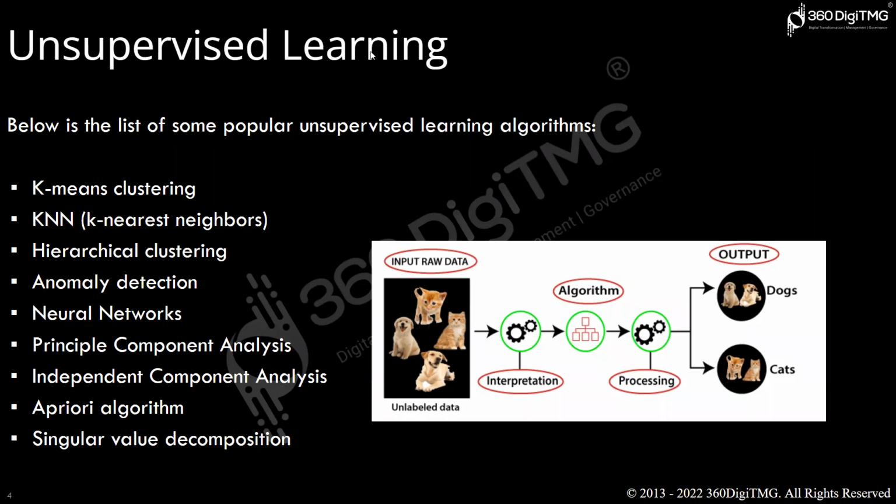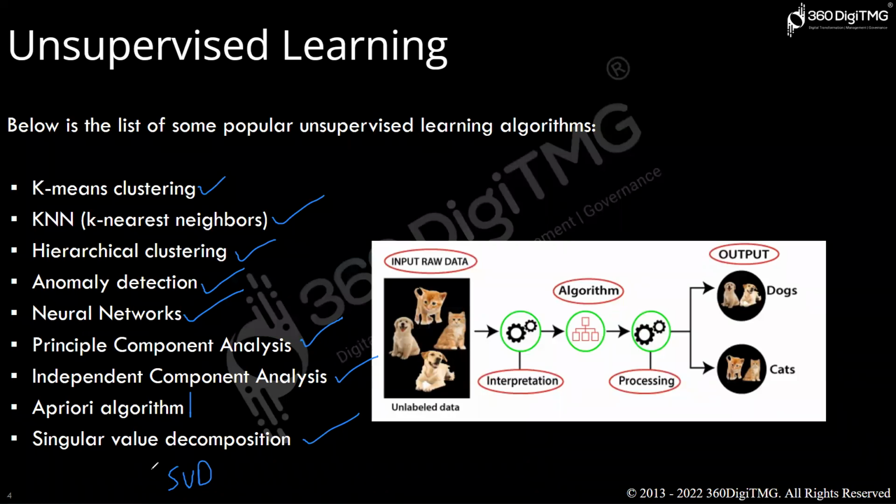Okay, so we have K-means clustering, K nearest neighbors, hierarchical clustering, anomaly detection, neural networks, principal component analysis, independent component analysis, apriori, and singular value decomposition, which is nothing but SVD, guys. These are very commonly used and very important in unsupervised learning. Okay, these are the important terminologies for unsupervised learning.